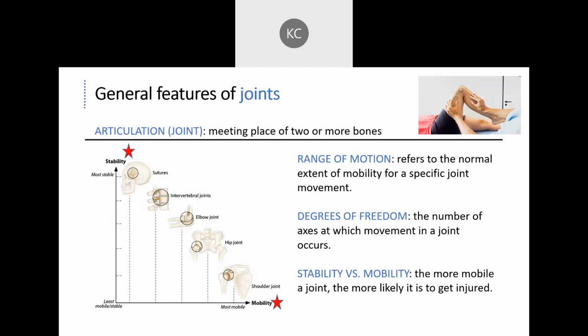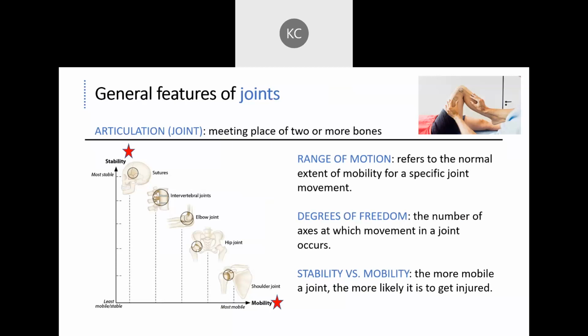And then degrees of freedom is referring to the number of axes around which a joint can move, all right? So in other words, can you move your joint in just one set of directions? So in other words, flexion and extension. Can you move it in two? So flexion, extension, and then abduction and adduction. Or can you move it in three, which you'd have flexion, extension, abduction, adduction, and then what's called rotation, right?